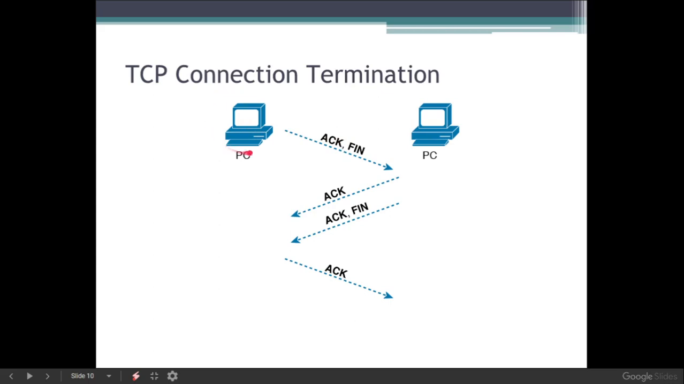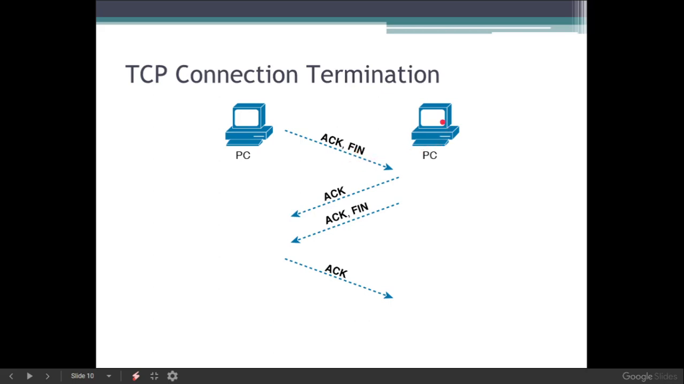So in this case, the PC on the left is closing the connection. So the PC on the left sends an acknowledgement and then a FIN. The acknowledgement is for whatever it had just received. And the FIN is saying, I would like to close the connection. FIN for finish.